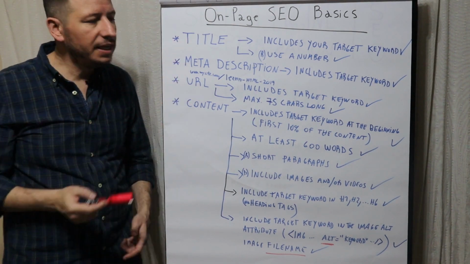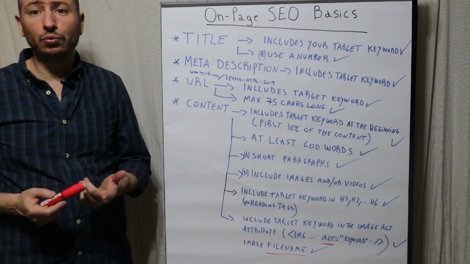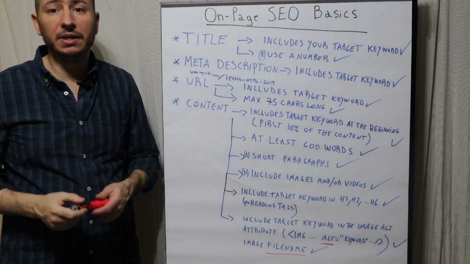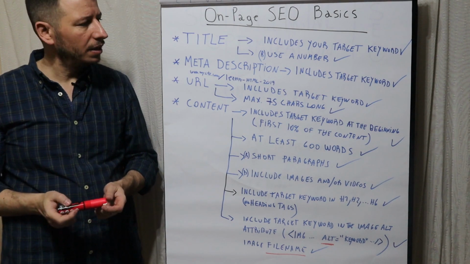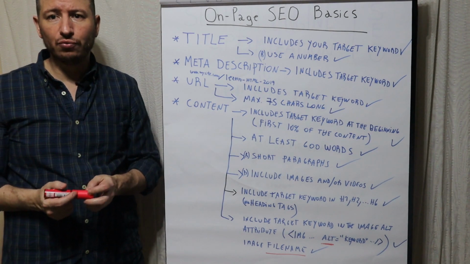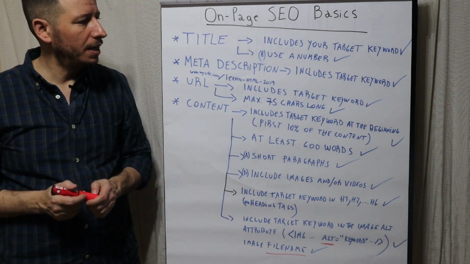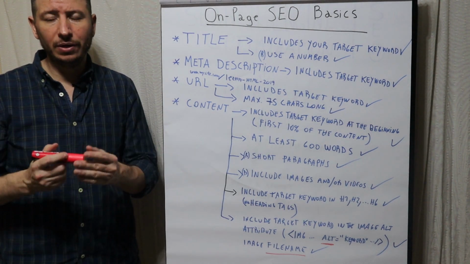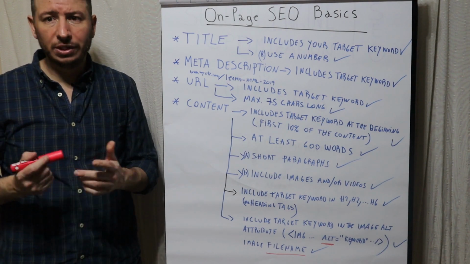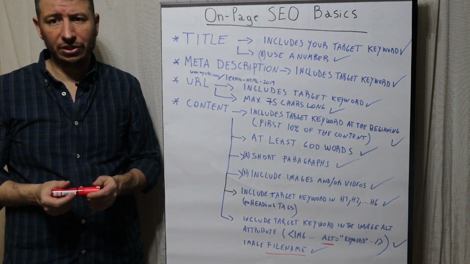So the title needs to include the target keyword, and also it is recommended to include a number as part of the title. That is going to improve the readability of the title, and a good readability is going to lead to a low bounce rate, and a low bounce rate is a good signal to Google, for example. That means that your content has value and is engaging. So that's going to be a good signal to get a higher ranking in the search engines.